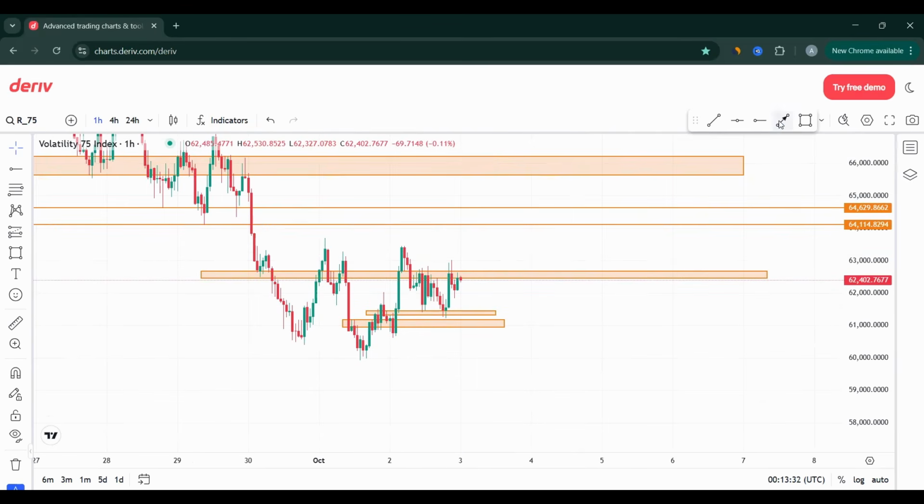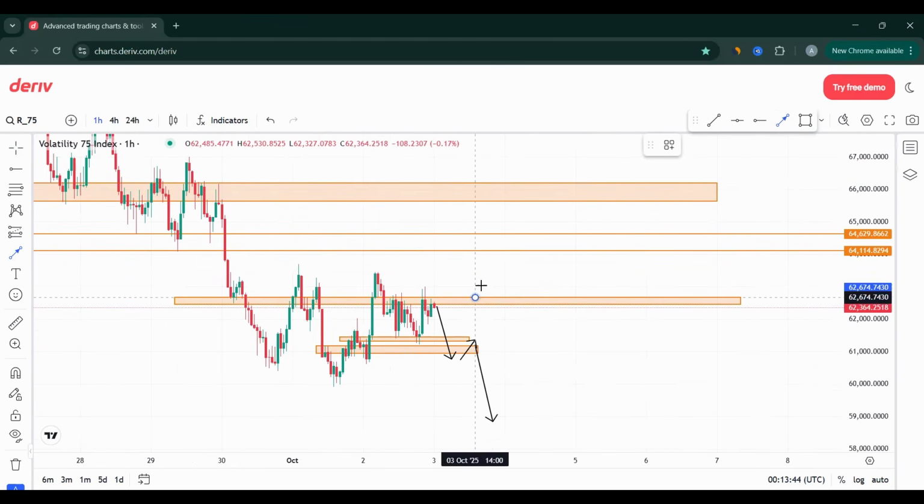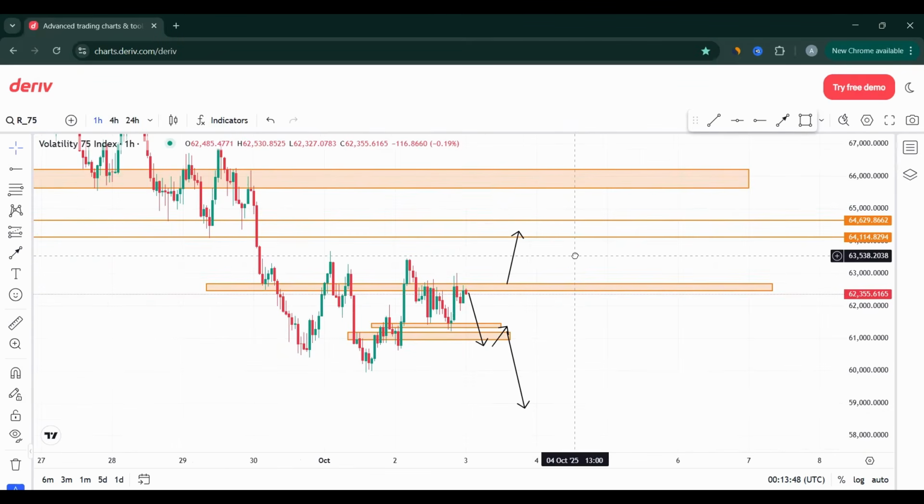But if price comes again and breaks below this area here, and on the retest, we shall be looking for a sell downwards. Okay, but currently we want the market to first go and retest the previous lower low, as we have seen in the daily time frame.